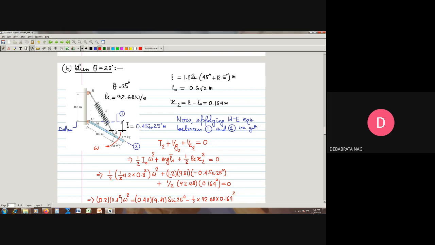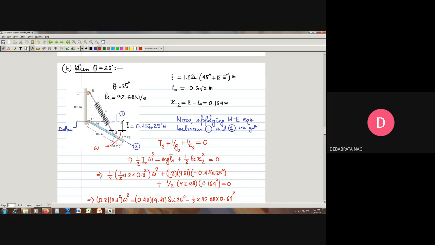So this is going to be our datum level, and in place of h bar we need to put a minus sign. It's not going to be plus, rather we should write it here as minus, because our final potential configuration is below the datum level. So we put a minus sign here. We write that it is half I_O omega square minus mg h bar plus half k x2 square should be equal to 0.